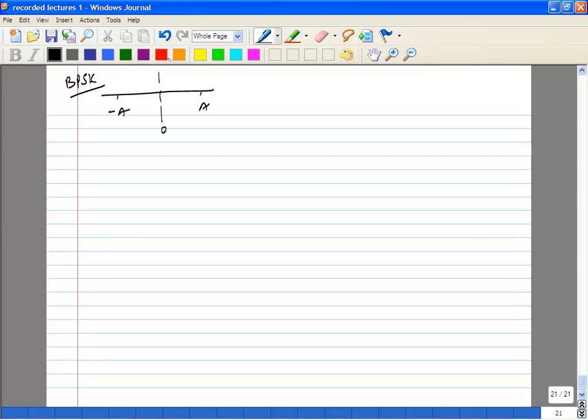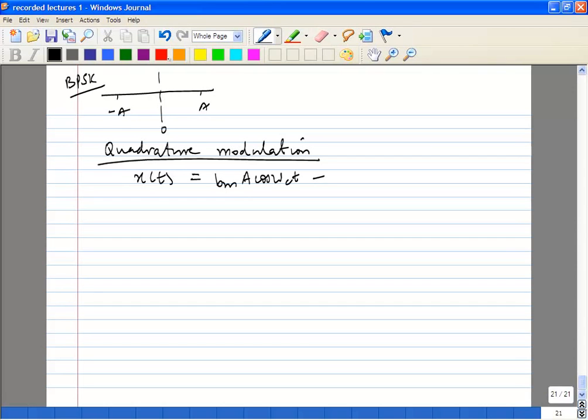Okay. So now let's look at some other kinds of techniques for modulation, which are quadrature modulation techniques. You have several of them. The main idea is you represent the signal in terms of cosine and sine terms. Some examples are QPSK, MSK, 8PSK, and so on.